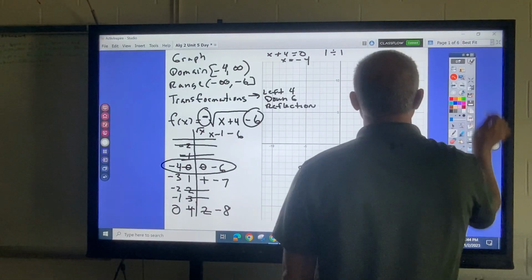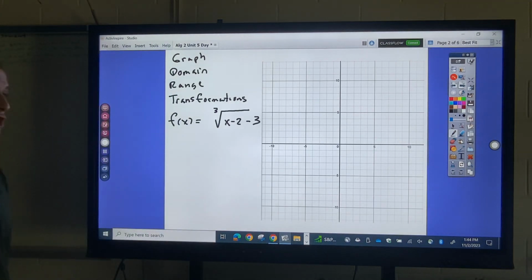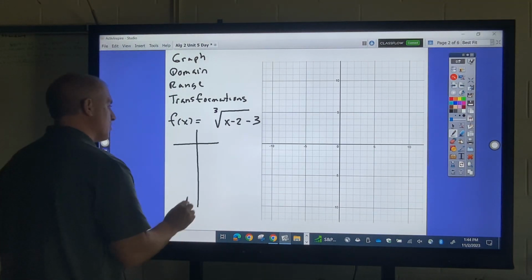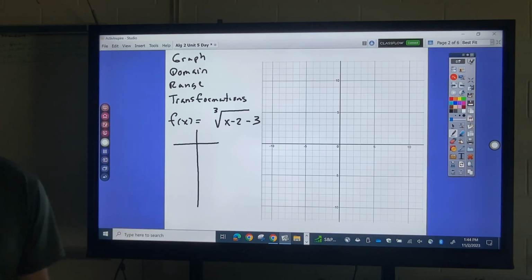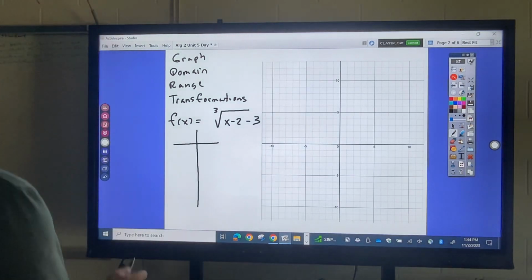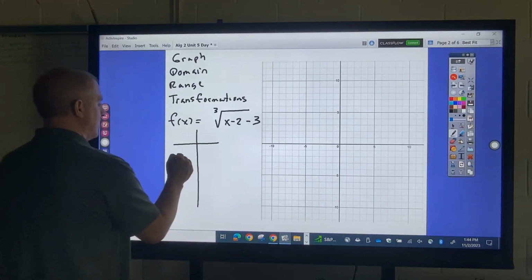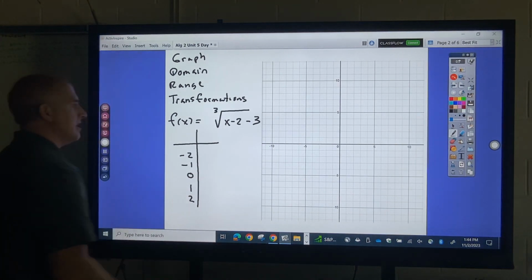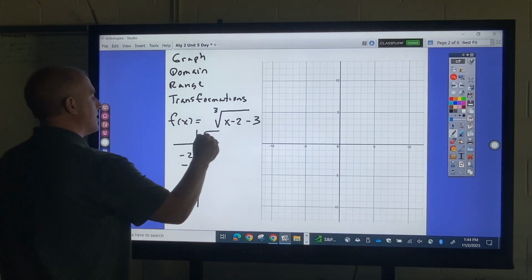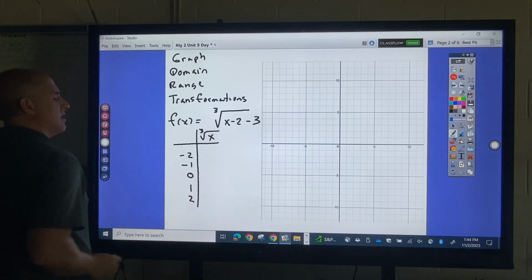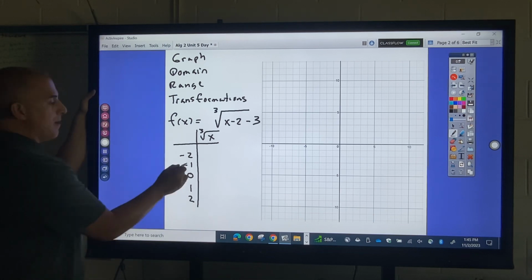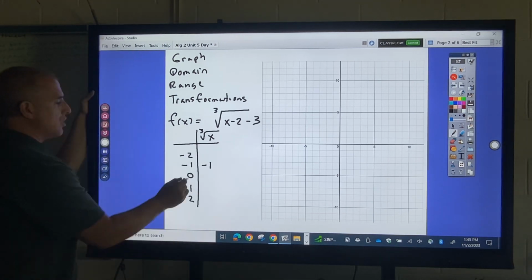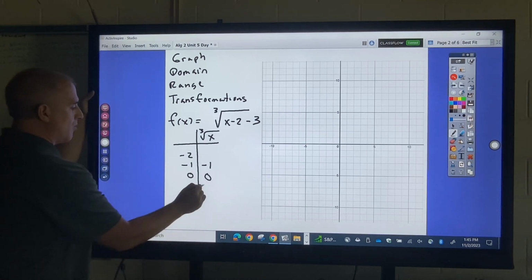Now this one, cube root. When I look at cube root, this is a little bit different. I've got negative 2, negative 1, 0, 1, and 2. Now, if I put that into the cube root, I can have a negative cube root. Cube root of negative 1 is negative 1. Cube root of 0 is 0. Cube root of 1 is 1.